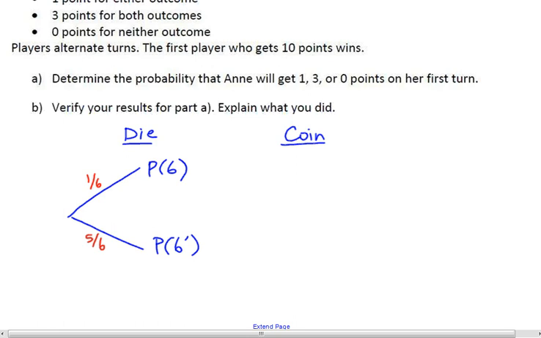She gets a point if she gets a head. So we have heads, or the other option is not heads, which you can also call tails, or you could even call it not heads. Either is fine. The reason I'm doing heads and not heads is to show one's favorable, one's not favorable.